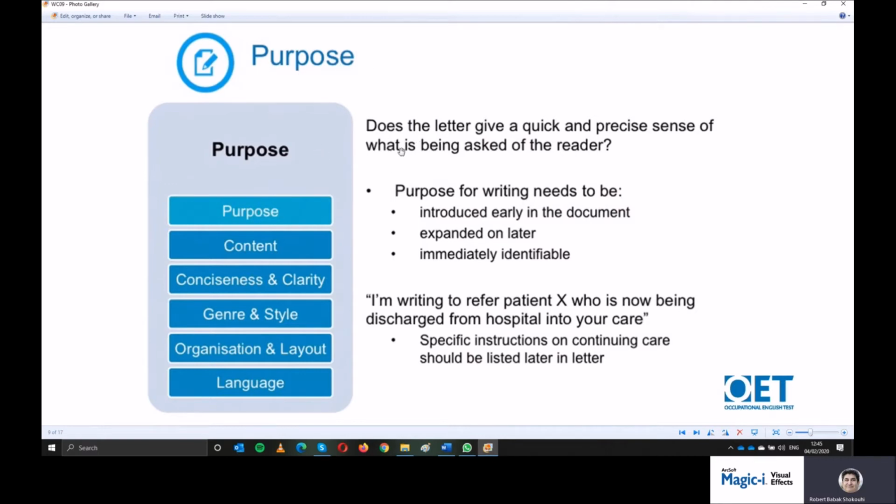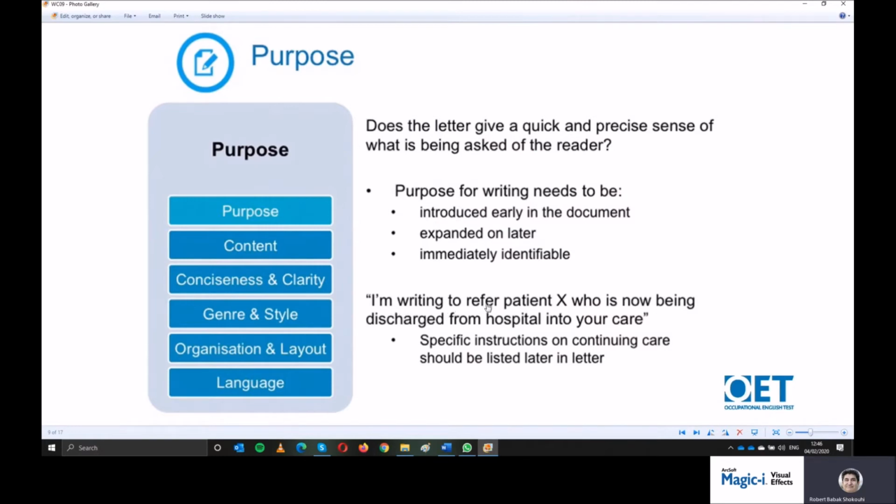This is a description of a good purpose. Does the letter give a quick and precise sense of what is being asked of the reader? Look at that, quick and precise. We don't want something which is not quick, and we don't want something which is not precise. Purpose for writing needs to be introduced early in the document, expanded on later, and immediately identifiable.